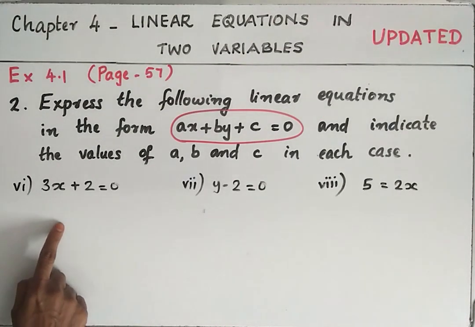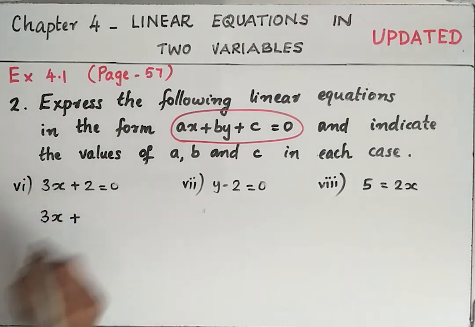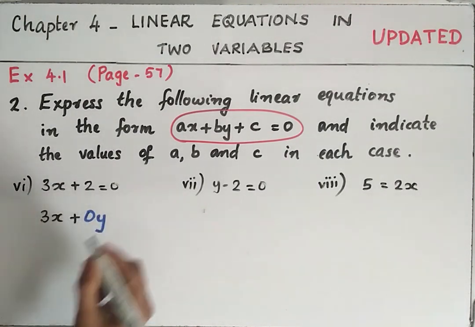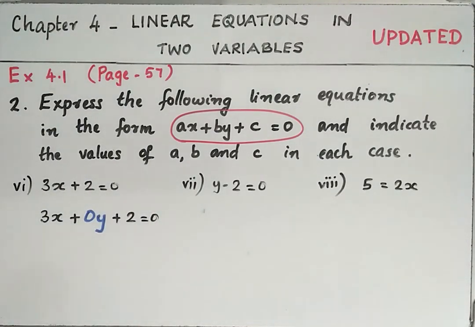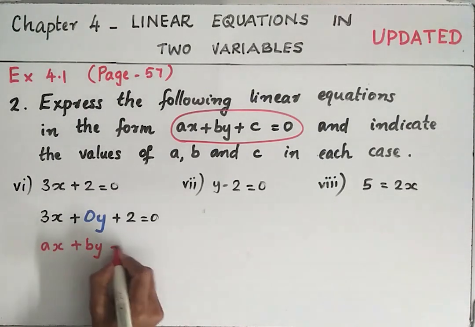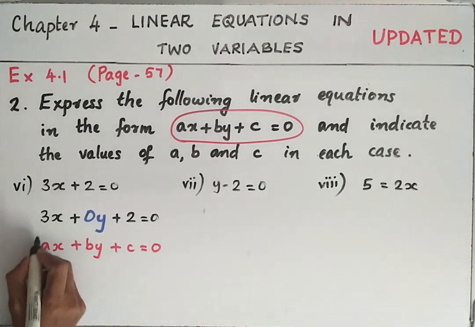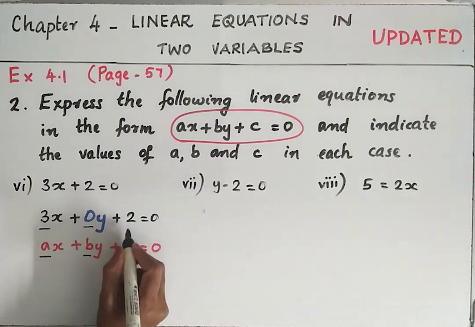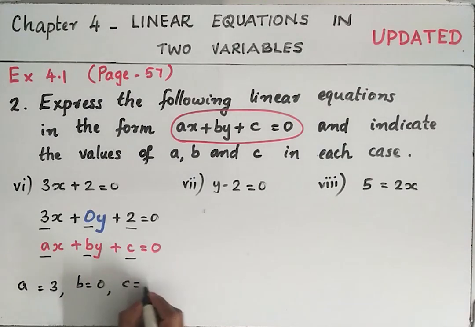Look at this question here. Y term is missing. So what we have to do is rearrange it as 3x plus, y term is missing, so we can rewrite it as 0y plus 2 equal to 0. So it is in the form of ax plus by plus c equal to 0. What's the value of A? A is 3, B is 0, C is 2. So A equal to 3, B equal to 0, C equal to 2.